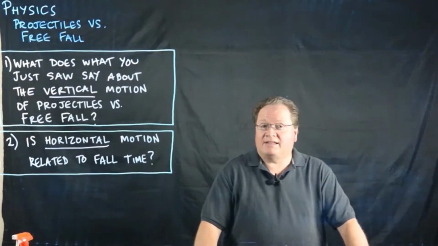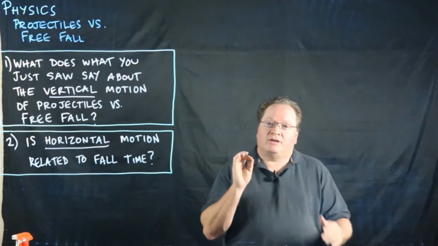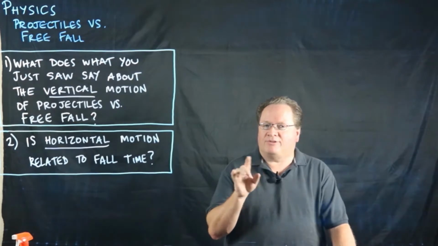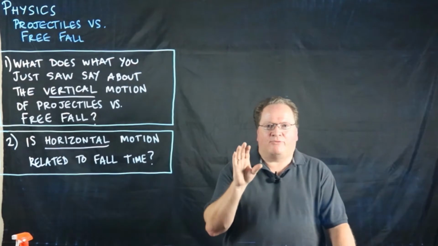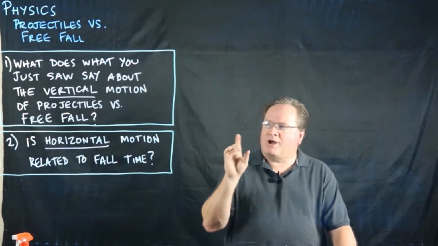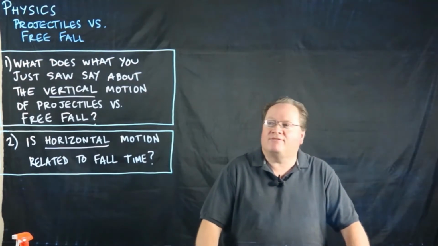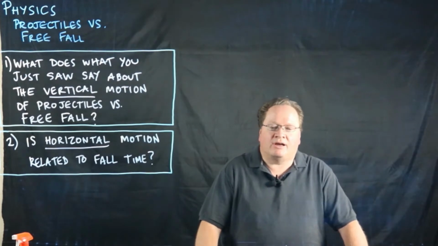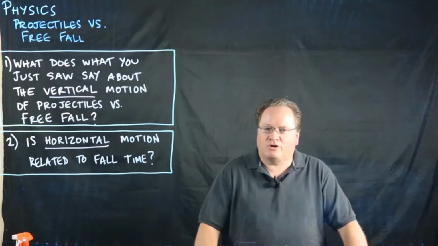Now that we've seen a comparison between an object that's in free fall and a projectile right next to each other, I want you to think a little bit about the comparison between those two. So, in a short paragraph, write, number one, what does what you just saw say about the vertical motion of a projectile versus an object that's in free fall?